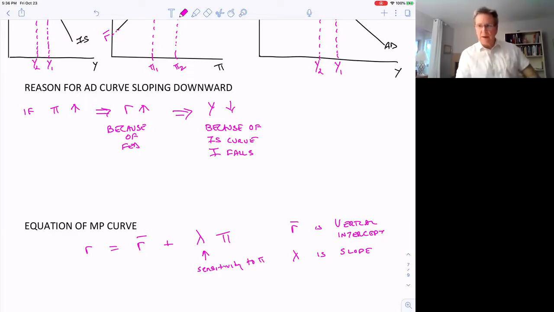R bar shifts the curve up and down for a change in output, a change in Y. So if Y drops, then the Fed will just shift r bar down. So it reflects the Fed's mandate of maximum sustainable employment and is exogenous.